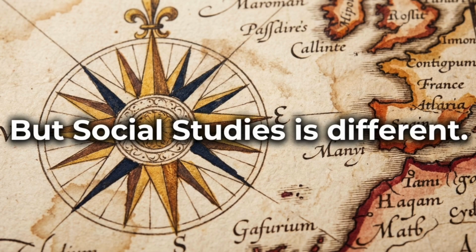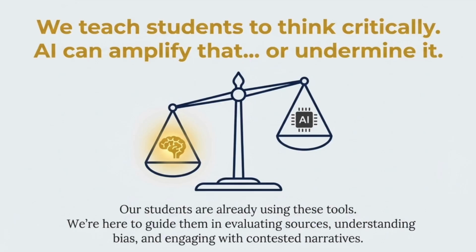Most AI and education advice treats all these subjects the same, but you and I both know that social studies is different. We're teaching students to think critically about bias, to evaluate conflicting sources, to understand multiple perspectives, to engage with contested narratives. AI can amplify all that, or it can completely undermine it. It depends on how we integrate it, and that's what we're here to figure out together.